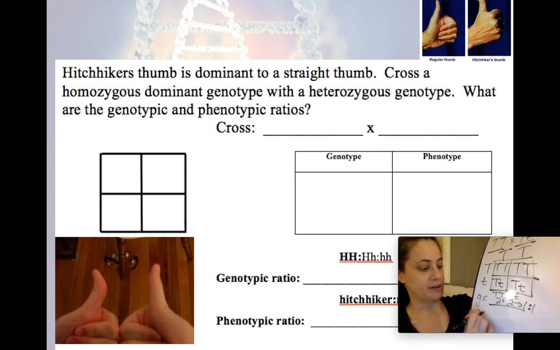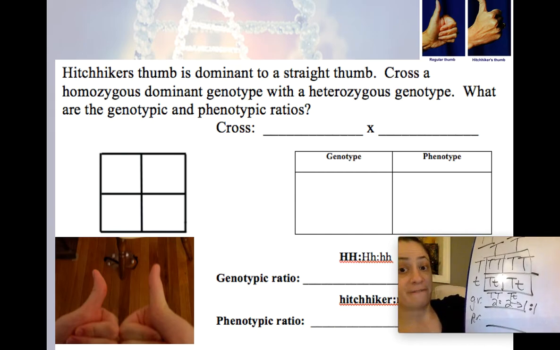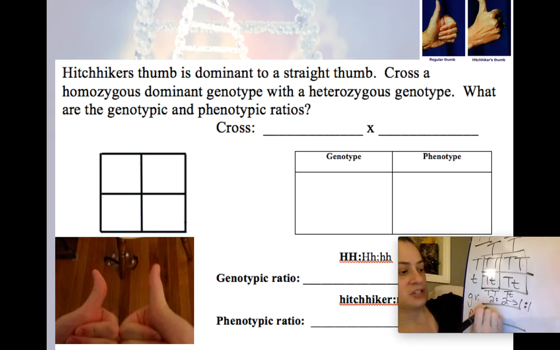Then, for the phenotypic ratio, the 2 possible phenotypes are hitchhiker's thumb to a straight thumb.